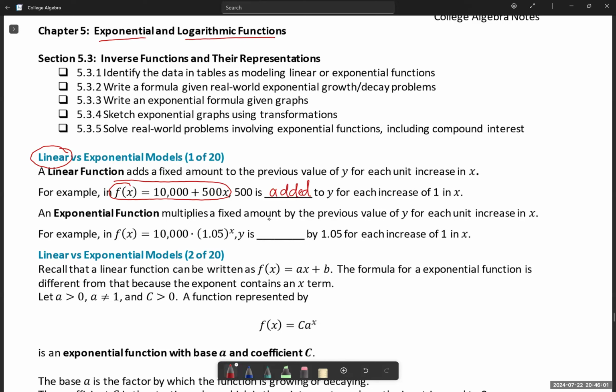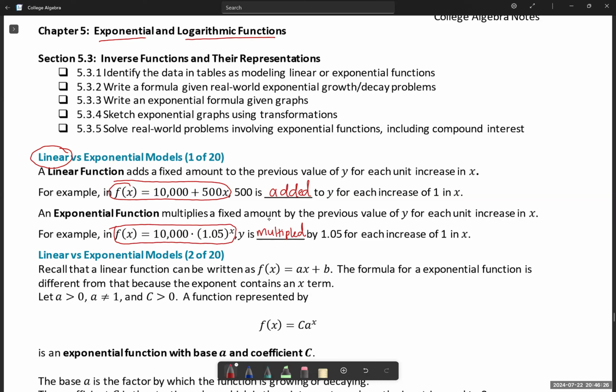For exponential, it multiplies by a fixed amount the previous value of y. So, for example, we would have 10,000 times 1.05 to the x power. So y is multiplied by 1.05 for each increase of 1 in the x.